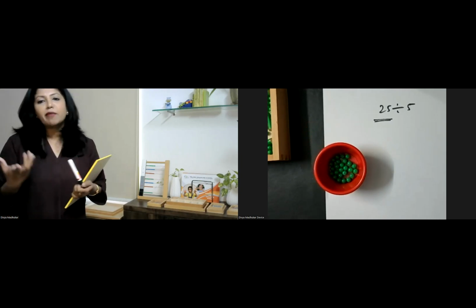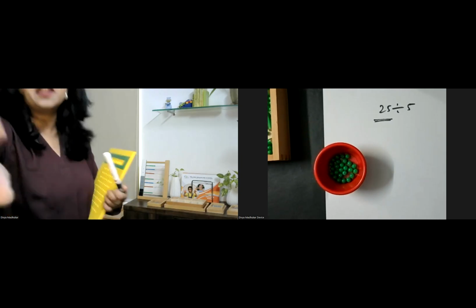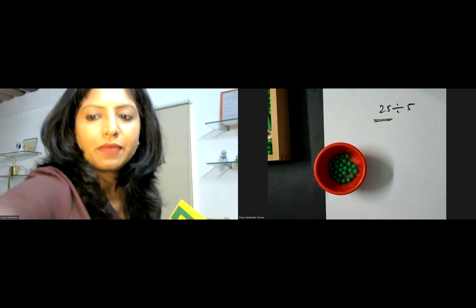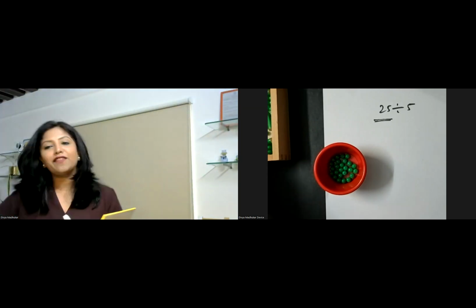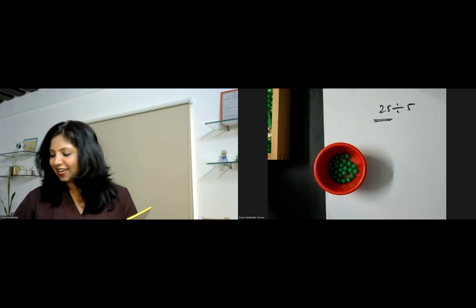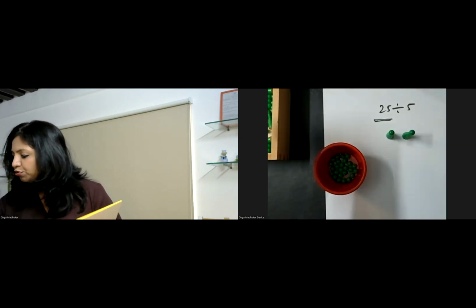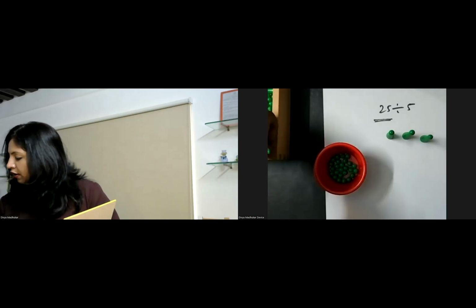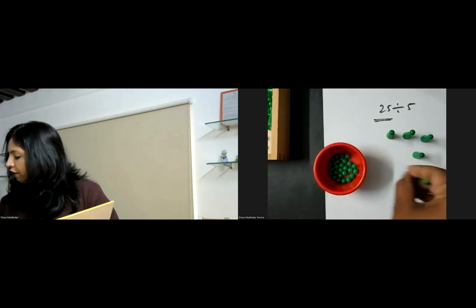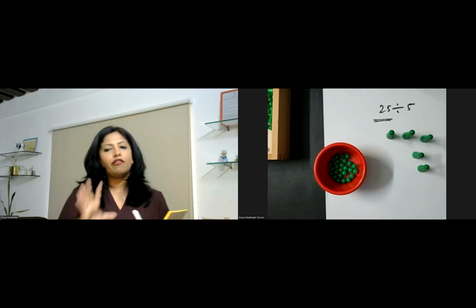Now it is being divided among how many of them? 5 of them. So our 5 is nothing but our divisor. So I have to take how many skittles? 1, 2, 3, 4, 5. So I have to be distributing among 5 of them.